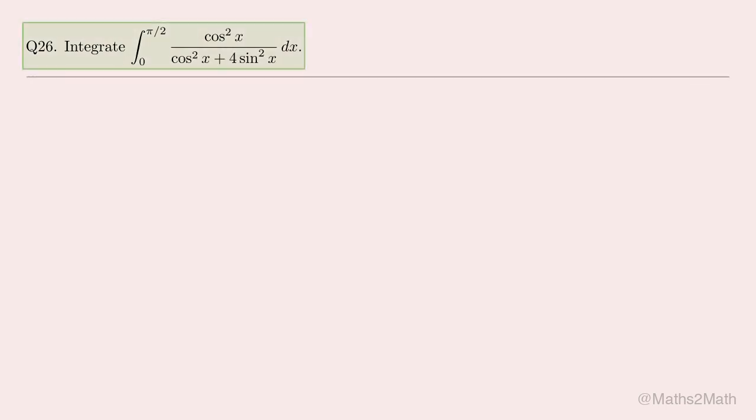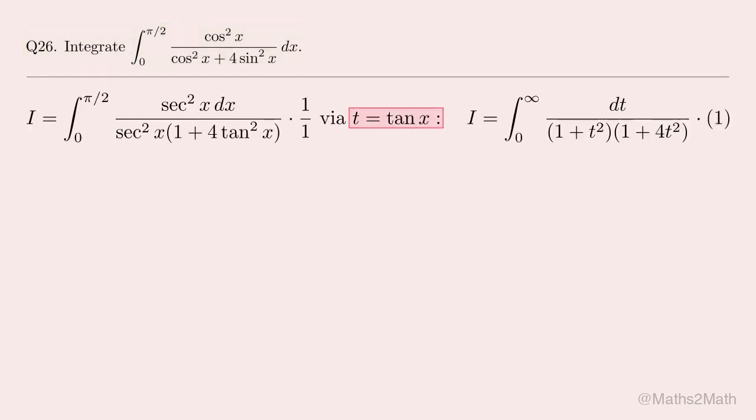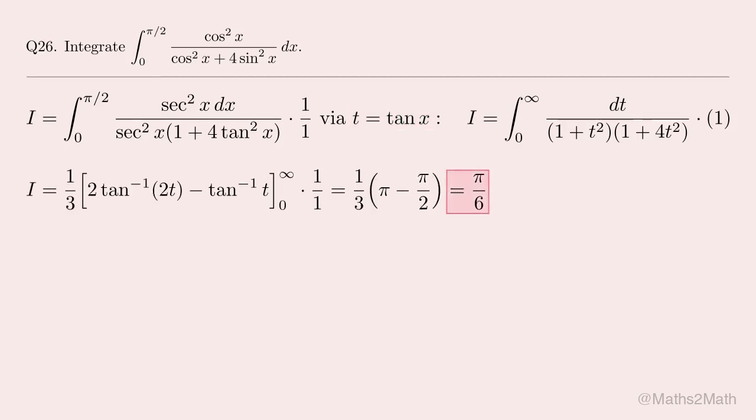Question 26. Rewrite the denominator and split off a constant multiple. The tangent substitution finishes it. The denominator is 1 plus 3 sine squared. Standard manipulation with tangent gives the arctangent of 2 tangent x. Partial fractions in t squared, and the 2 arctangent limits give pi over 6.